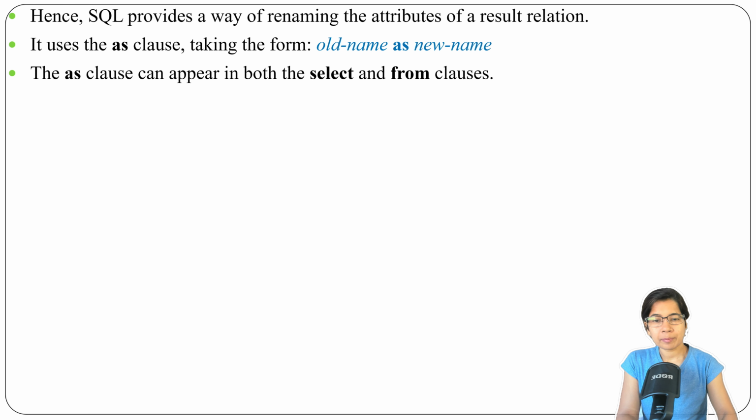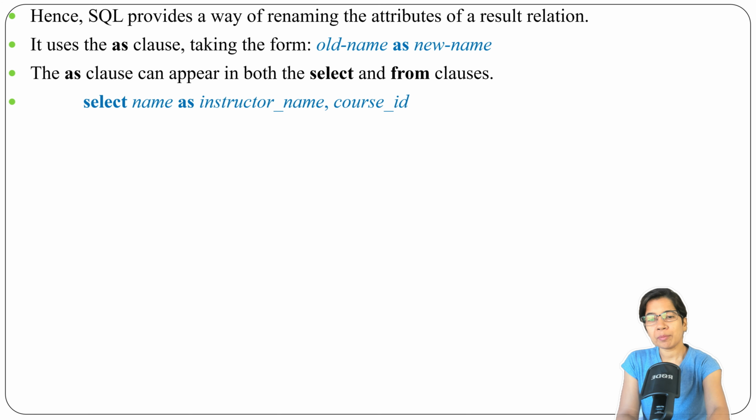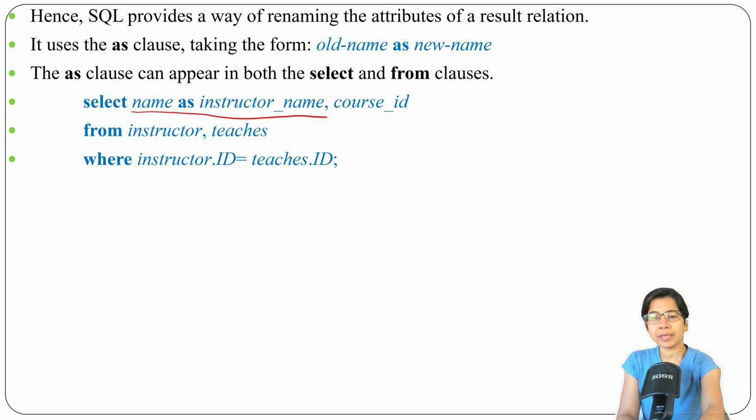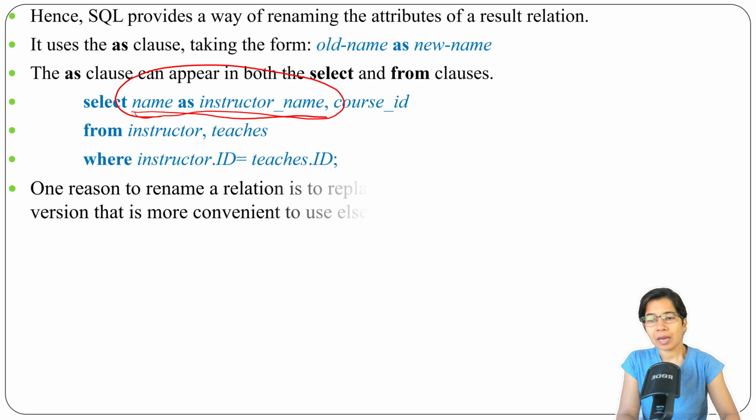The as clause can appear in both the select and from clause. Now, select name as instructor name. Here in select we use the as, and course ID is the same as previous. Then from instructor, teaches, where instructor ID equals teacher's ID. In the previous code, there was select name, course ID from instructor, teaches, where instructor ID equals teacher's ID. This name we write as instructor name. This is one form of renaming. In select, we can use the as clause.